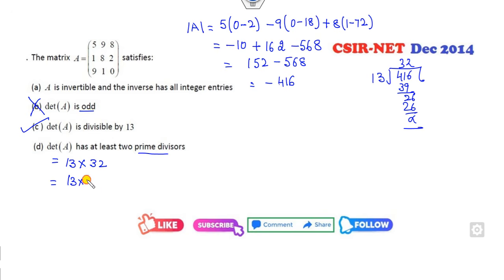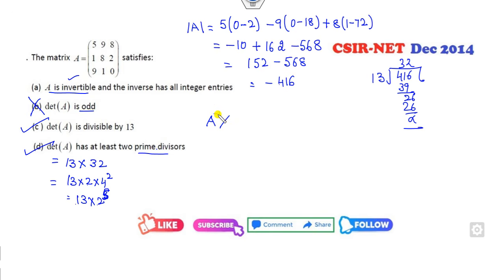32 I can write as 2 raised to power 5. So you can see there are at least 2 prime factors. That's the correct answer. A is invertible, the determinant is non-zero, so that is a correct option. Inverse has all integer entries.